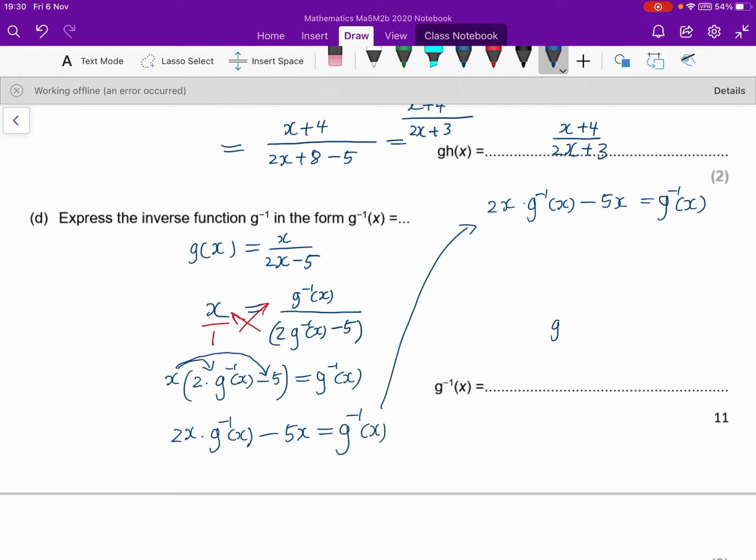I want to find what is g inverse of x. That means I must put my g inverse on the same side. So it looks like I can put the 5x over here, plus 5x both sides, and then minus g inverse of x from the right to the left side. So I get 2x g inverse of x, minus g inverse of x. Check your positive and your negative signs. Make sure that you get it right. So let's look again. Minus 5x, move to the right side, I get 5x. g inverse of x, move to the left side, I get minus g inverse of x.